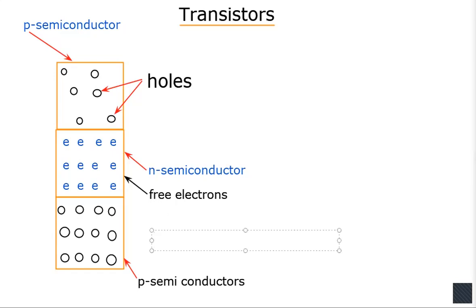So how do we make 3 different semiconductors? In the examination, they will ask how to make 3 different semiconductors, dear. What's the method?